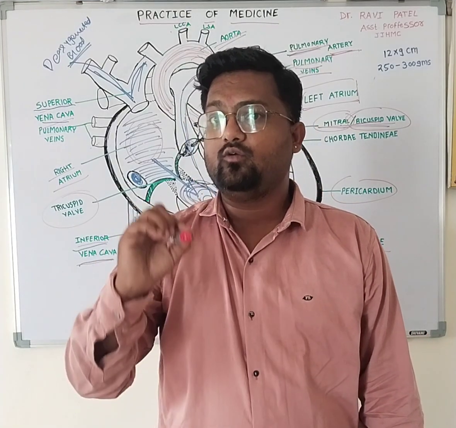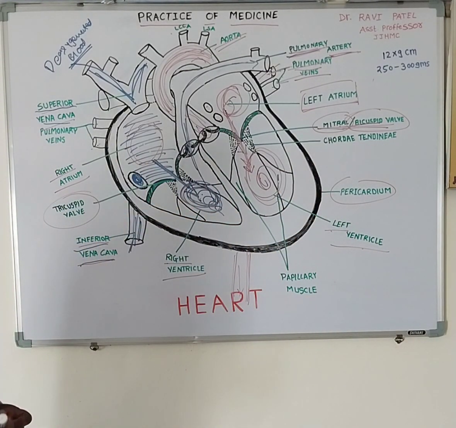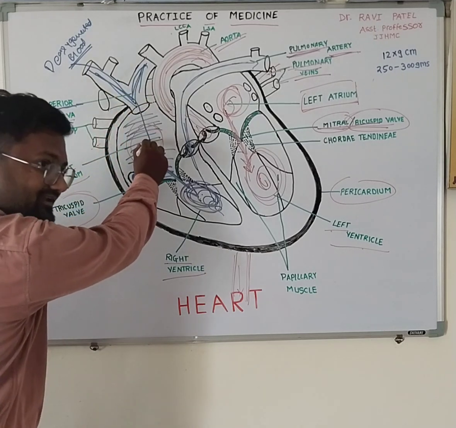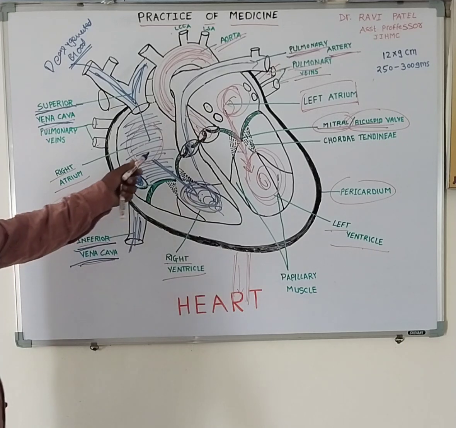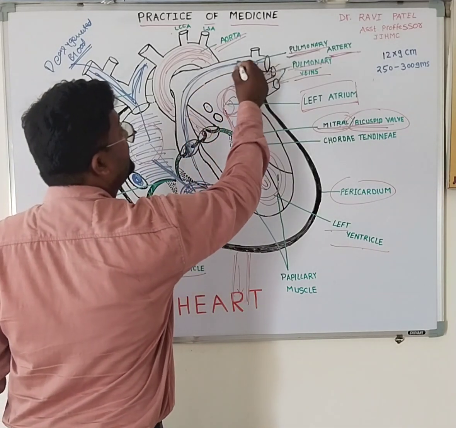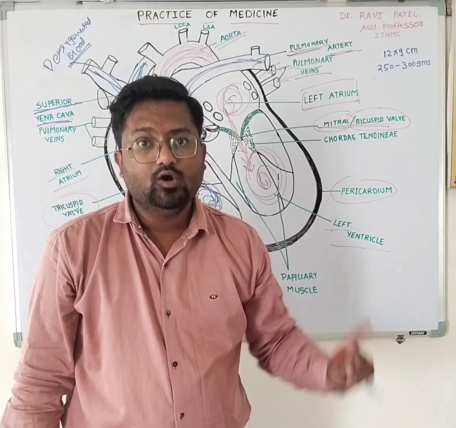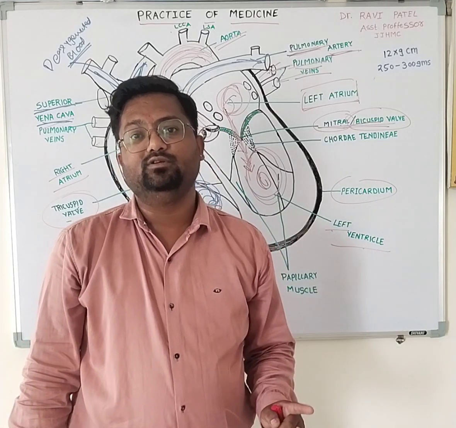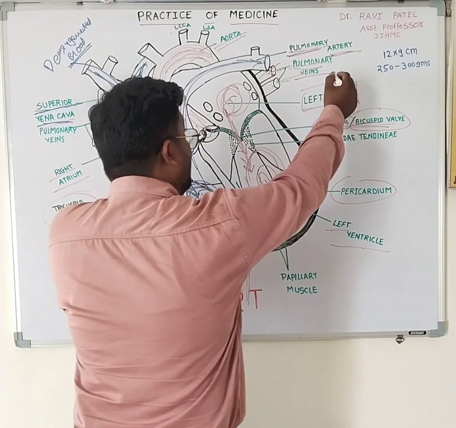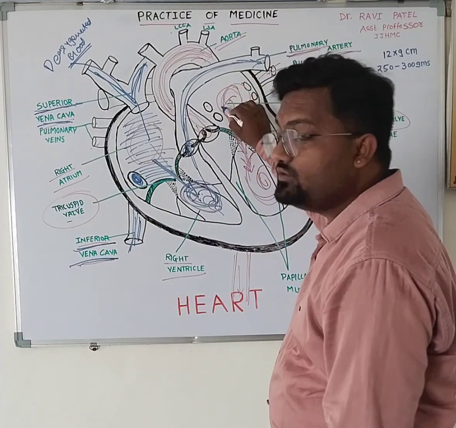So again, let us quickly revise the circulation of the heart. Deoxygenated blood from the body is collected via the inferior vena cava and superior vena cava and drained into the right atrium. With the opening of the tricuspid valve, it goes into the right ventricle. From the right ventricle, the deoxygenated blood travels into the pulmonary artery and goes to the lungs. In the lungs, O2 CO2 exchange happens and deoxygenated blood converts into oxygenated blood. The oxygenated blood from the lungs returns with the help of the pulmonary veins. There are four pulmonary veins, and they open into the left atrium.